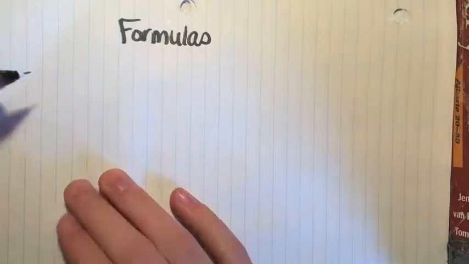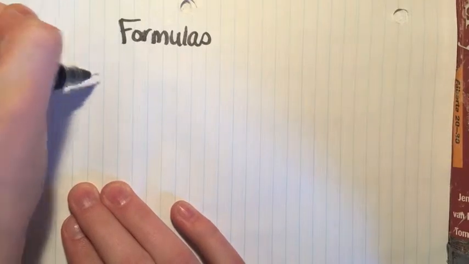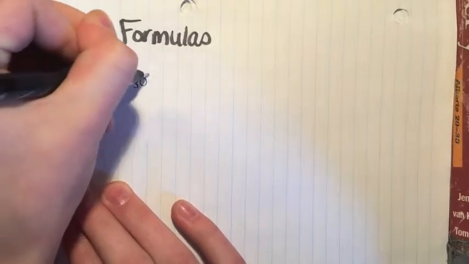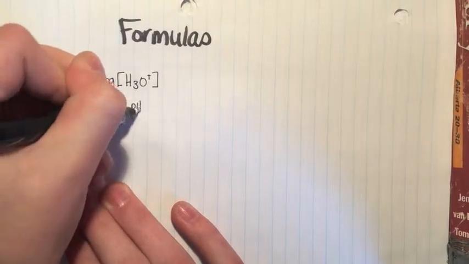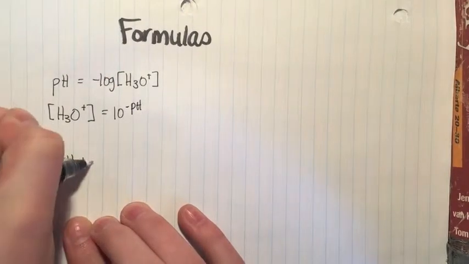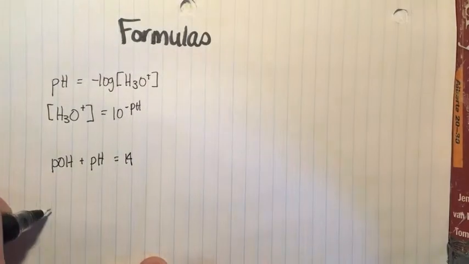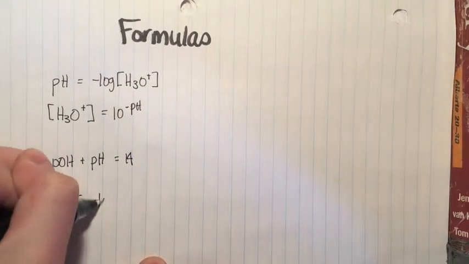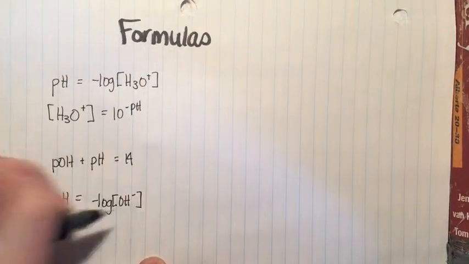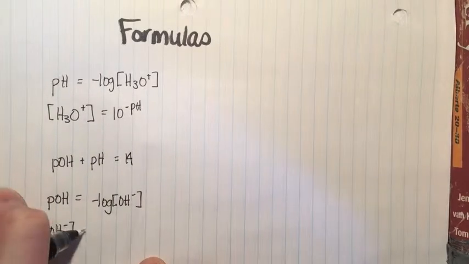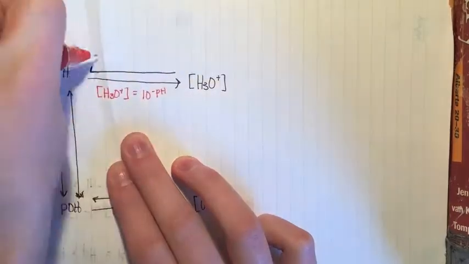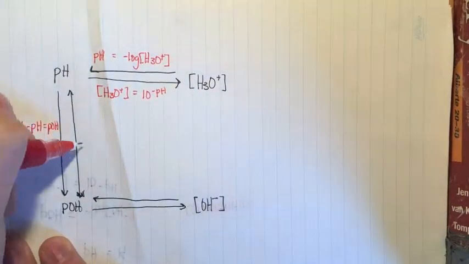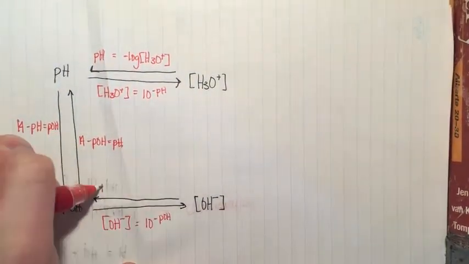Here are 5 basic formulas which we need to have memorized. Negative log is a function in our calculator that you just plug in, and H3O plus is a concentration value, so moles per liter. Depending on the question, we have to pick the right formula to have our numbers plug in correctly. Here we have a C-shaped box that is helpful to memorize to know how to get from one equation to the next.